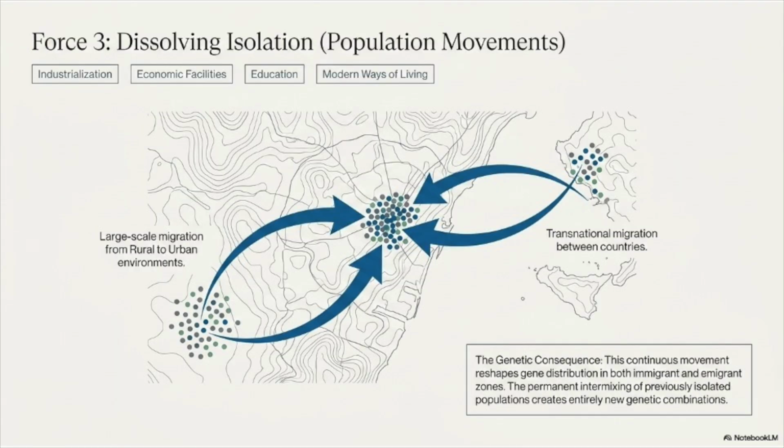The third force disrupting genetic equilibrium is dissolving isolation through population movements. Factors like industrialization, economic facilities, education, and modern ways of living all encourage large scale migration from rural to urban environments, as well as transnational migration between countries. This continuous movement reshapes gene distribution in both immigrant and emigrant zones. The permanent intermixing of previously isolated populations creates entirely new genetic combinations.